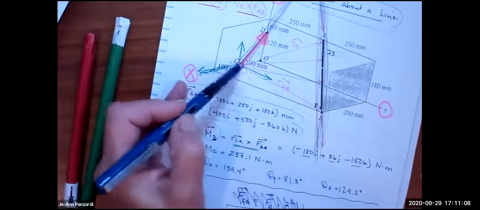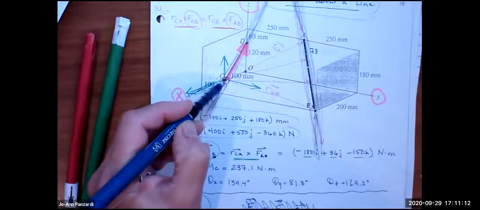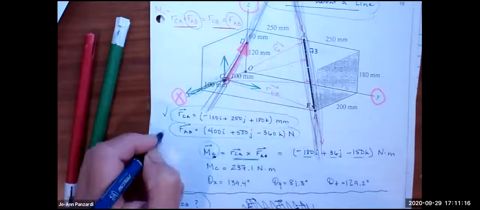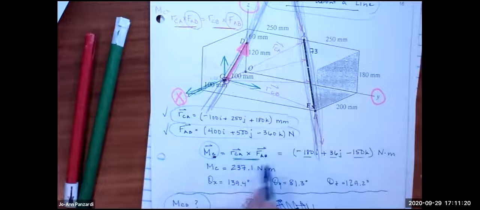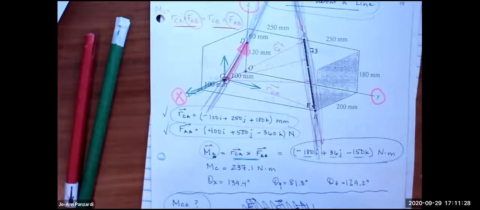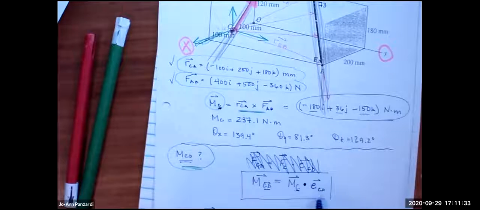Okay, so I want to go backwards. The problem on Thursday asked for you to find what the moment was about point C. So we figured out what RCA was. We figured out the vector form of the force. We did R cross F. We found out what the moment was about C. And then in order to find the moment about CD, we dotted the moment we got on Thursday with the unit vector.